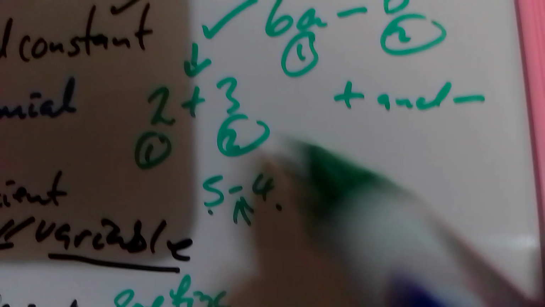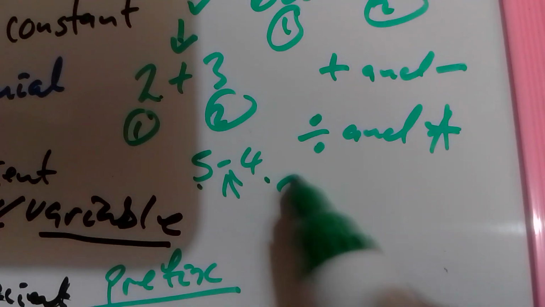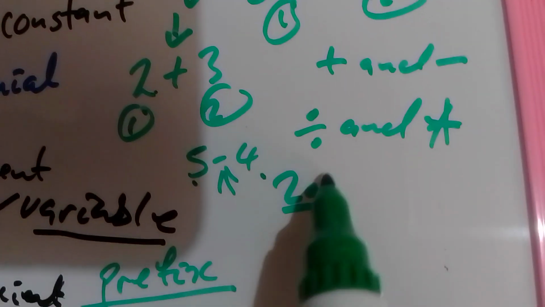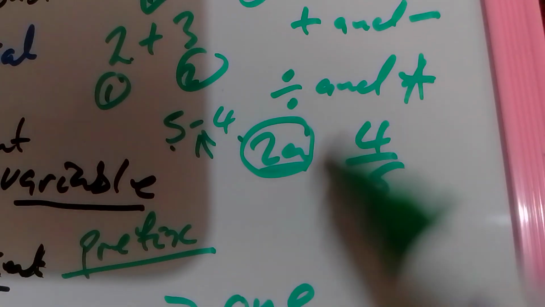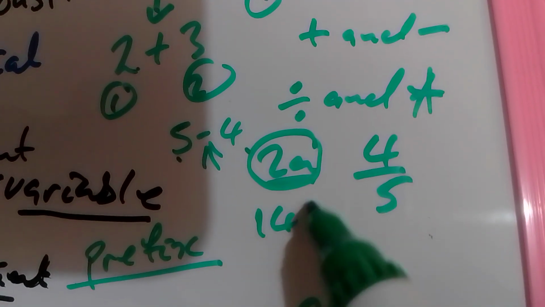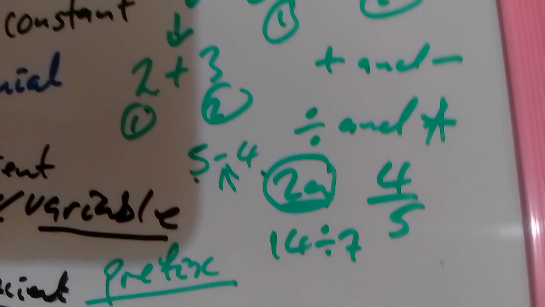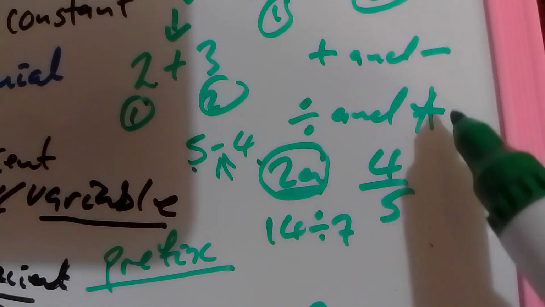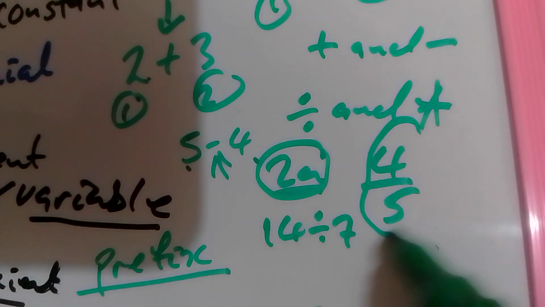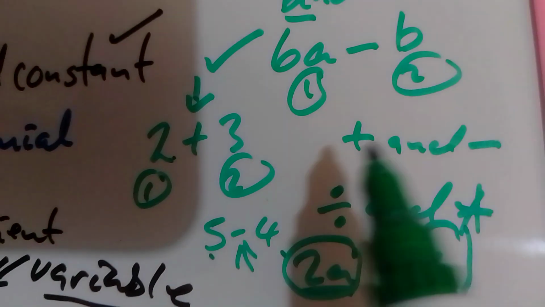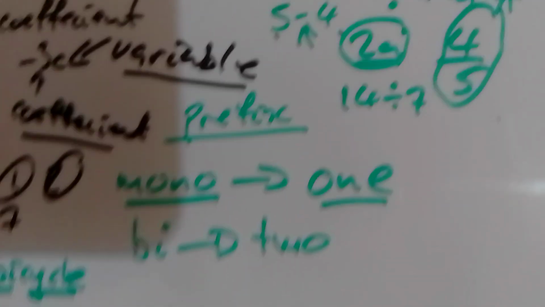So what about division and multiplication? If I say 2a to you like this, this is one term. If I say 4 over 5 like that, this is one term. If I say 14 divided by 7 here, I'm saying to you, this is one term, right? So I'm saying to you, the division sign and the multiplication sign, they don't introduce new terms. This is considered to be one term, right? Only 2 signs, addition and subtraction, introduce a new term. I hope that is crystal clear.